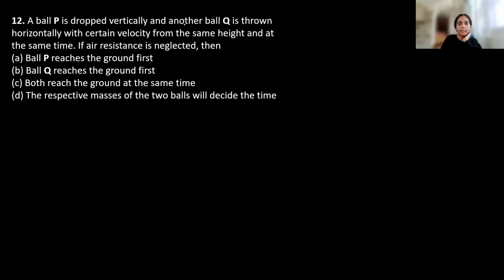Okay, a ball p is dropped vertically and another ball q is thrown horizontally with certain velocity from the same height and at the same time.